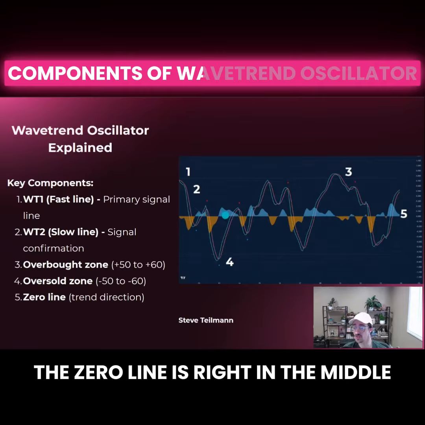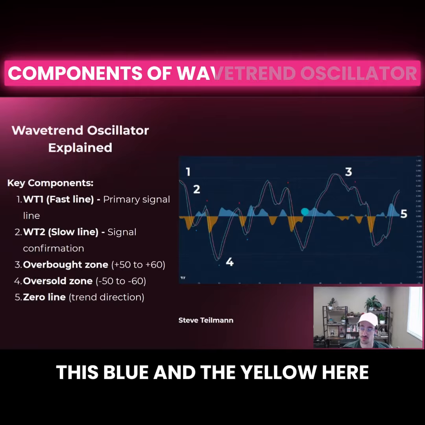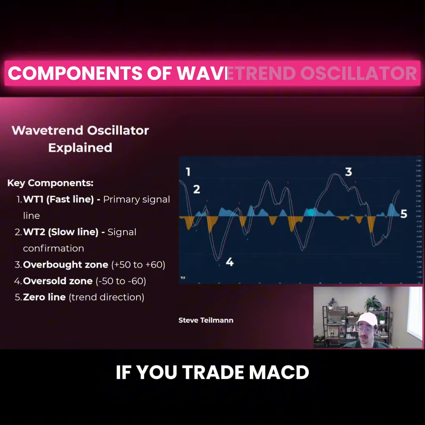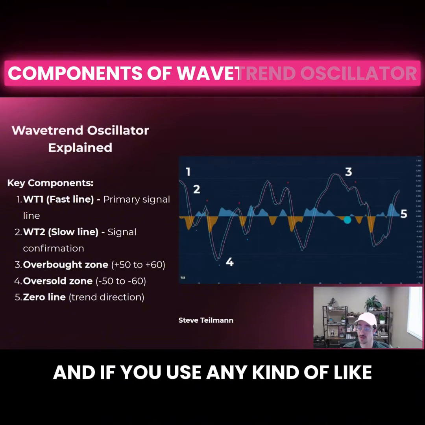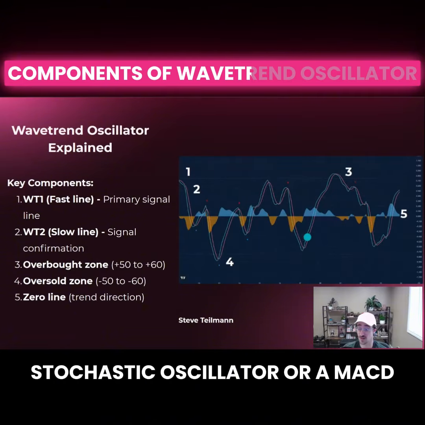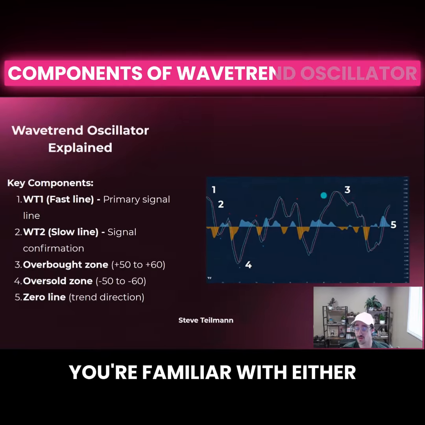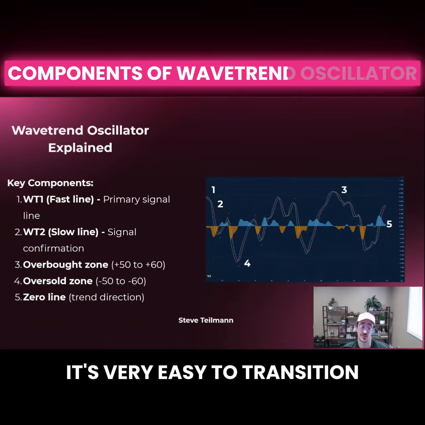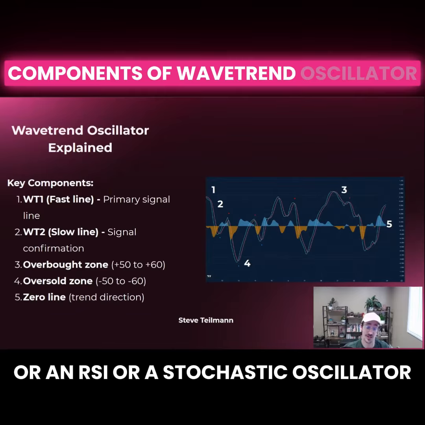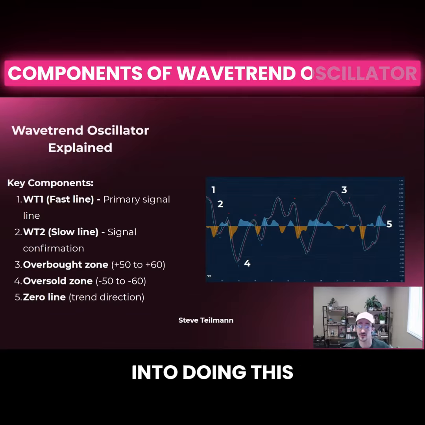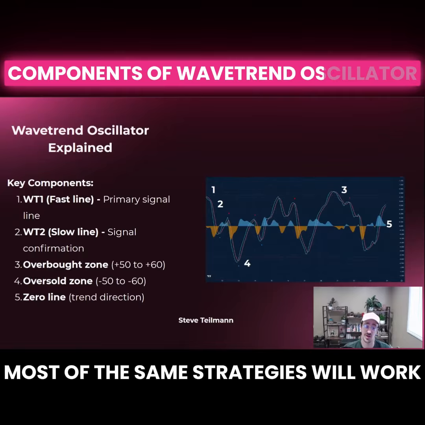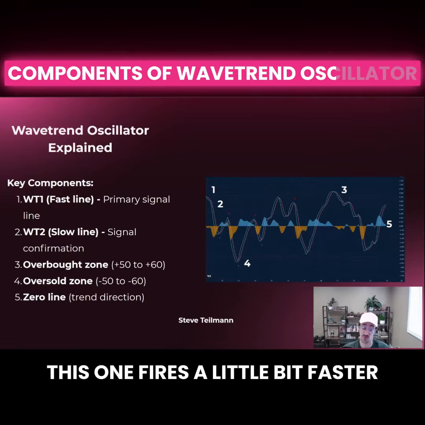The zero line is right in the middle between this histogram, this blue and the yellow here. If you trade MACD, then you're probably familiar with this part of it. And if you use any kind of stochastic oscillator or MACD, this probably isn't too out of line from something you're familiar with either. Because of that, it's very easy to transition from using a MACD or an RSI or a stochastic oscillator into doing this. Most of the same strategies will work, but for me, I just find this one fires a little bit faster.